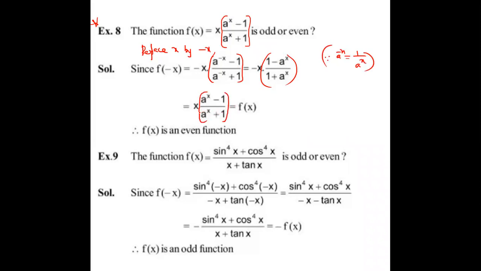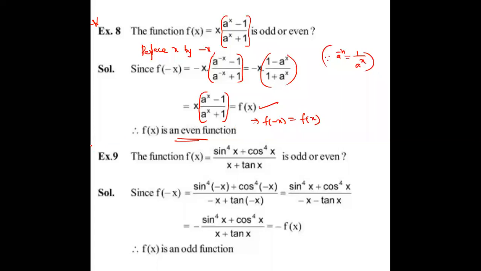x into a power x minus 1 by a power x, plus minus coming. F of x is coming. What is the conclusion? F of minus x is equal to f of x means it is the even function. Whether it is even or odd means what? How? Verify. Simple. Replace x by minus x. What is the result coming?